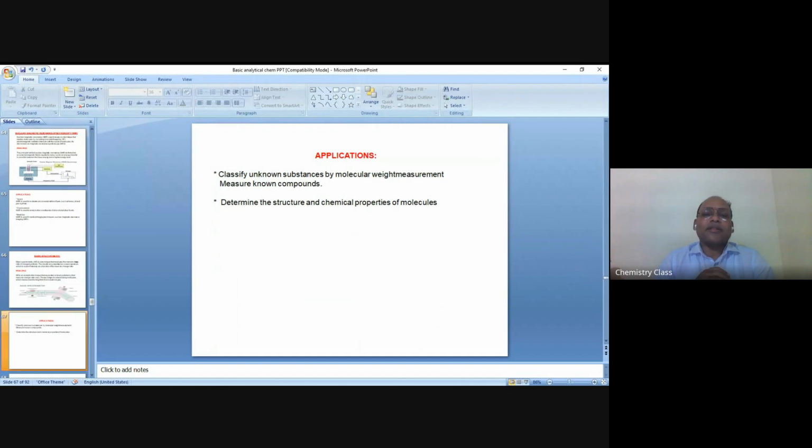What is the second type of application of this? Determining the structure and the chemical properties of the molecules. This is also used for structural configuration.